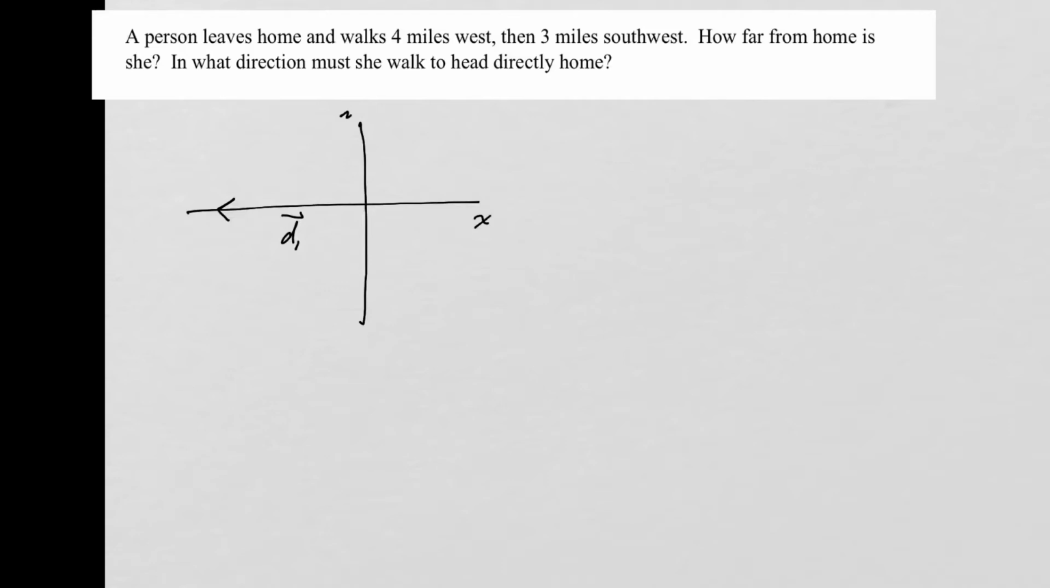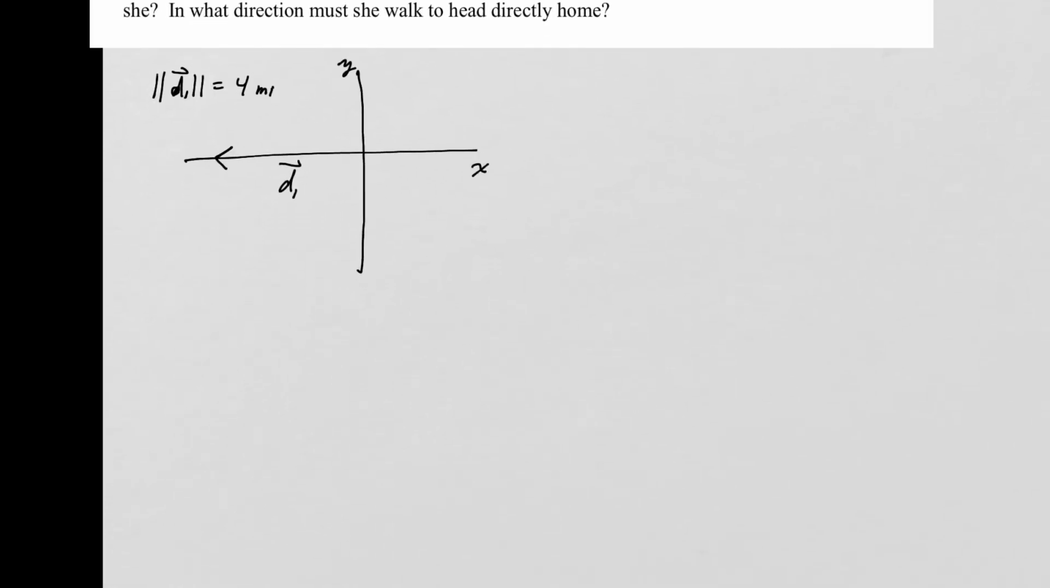This is x, this is y. And we know that the magnitude of D1 is 4 miles. Okay, so I need to find the x and y components. Well, what are the x and y components? I don't even need to use trig in this case. I can just look at it, right?